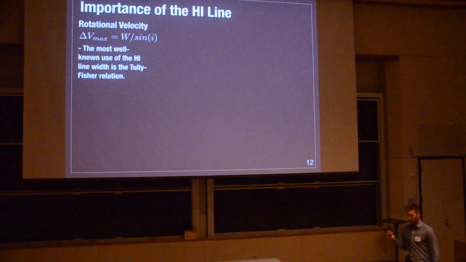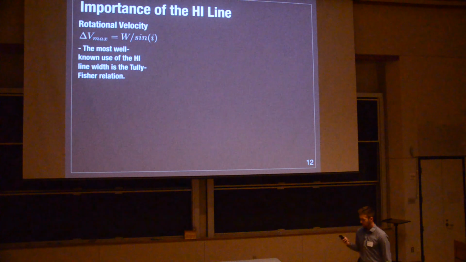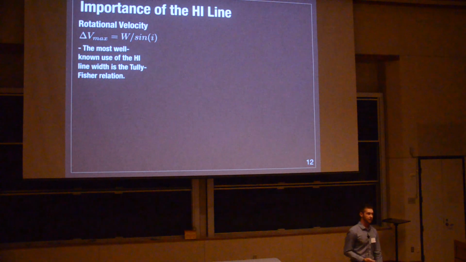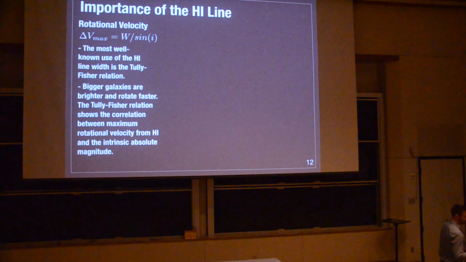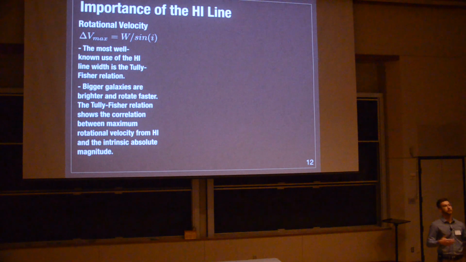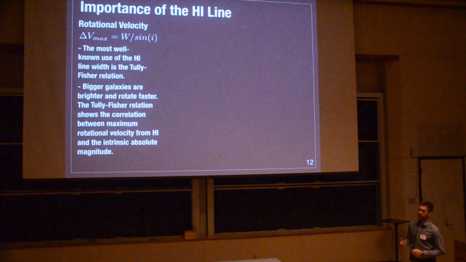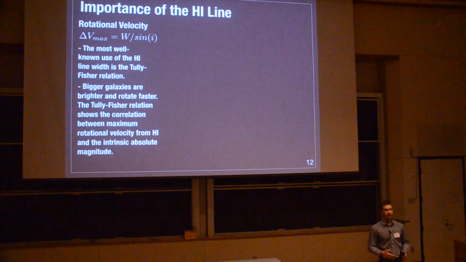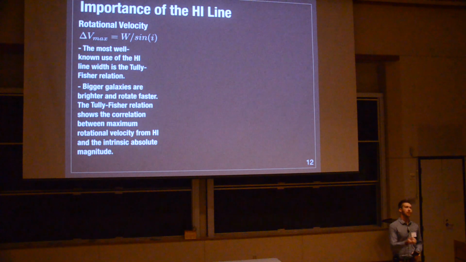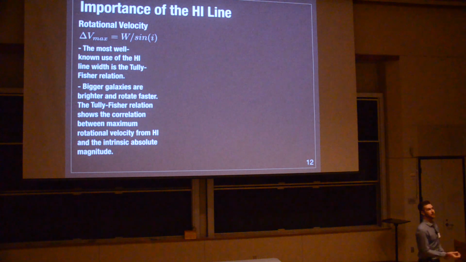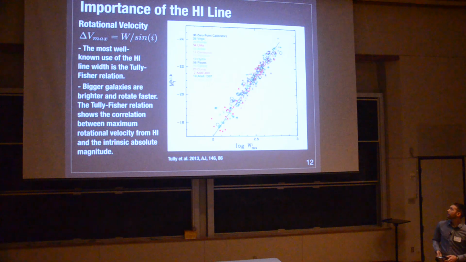So the most well-utilized form of this is the Tully-Fisher relation. And if no one's heard of the Tully-Fisher relation, the basic idea is that galaxies that are bigger are usually brighter, and bigger galaxies like to rotate faster. So there's an intrinsic relation to how fast a galaxy is rotating and how bright it intrinsically is, or its absolute magnitude. And that's what's shown on this plot right here.